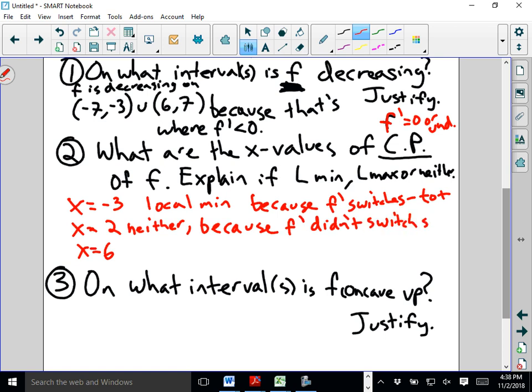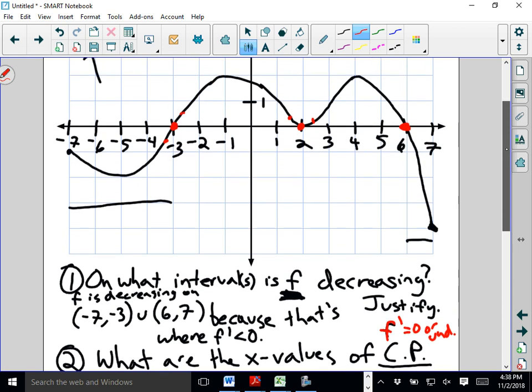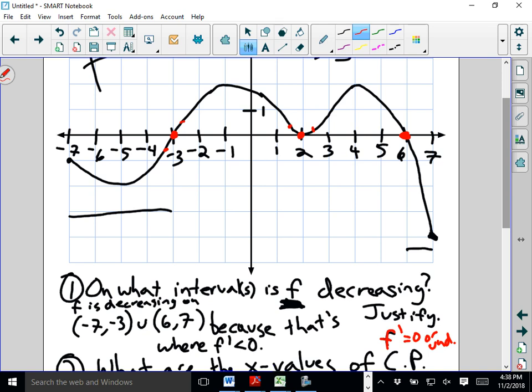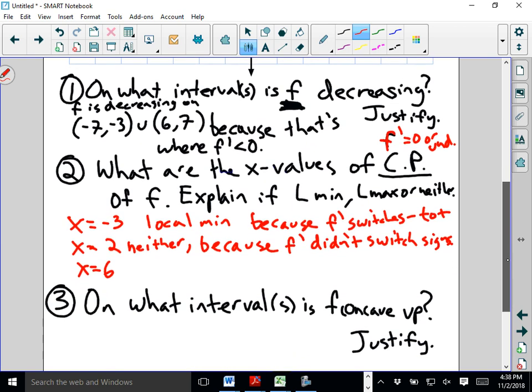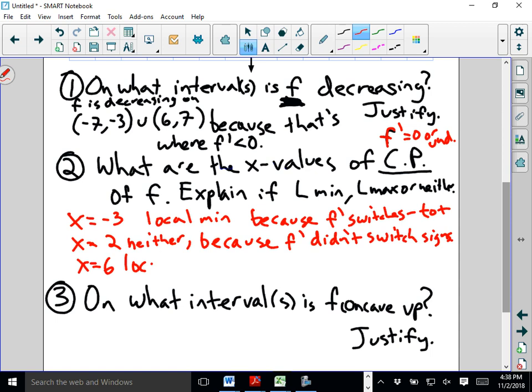How about x equals 6? Well, at x equals 6, on the left side of 6, f prime was plus. On the right side of 6, f prime was minus. Therefore, when f prime switches plus to minus, we have a local maximum. Again, because f prime switches plus to minus.